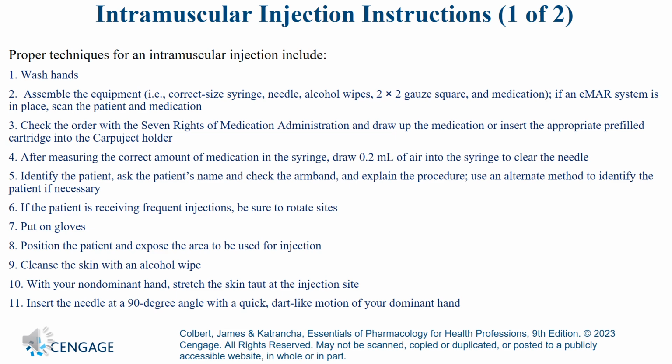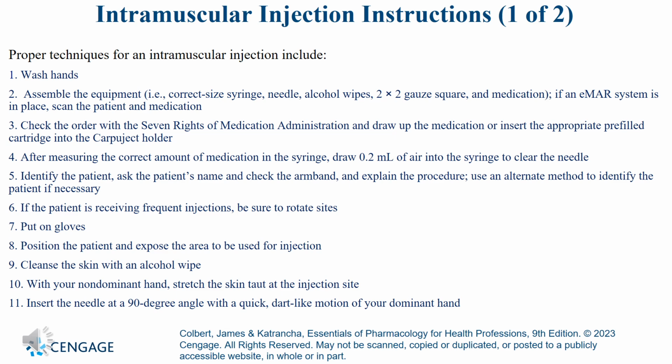After measuring the correct amount of medication in the syringe, we draw 0.2 milliliters of air into the syringe to clear the needle. You want to identify your patient, ask the patient's name and check their armband and explain the procedure. And if we need to, we use an alternate method to identify our patient if it's necessary. If the patient is receiving frequent injections, we need to make sure that we always double check, but rotate those sides. We want to put on gloves.